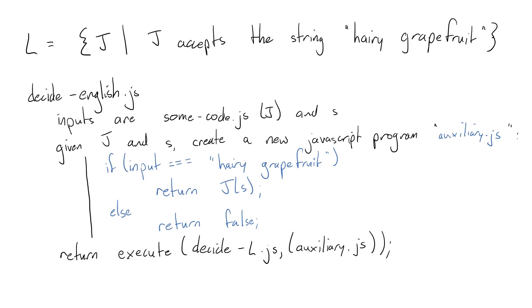So in this auxiliary program, if the input is the string we're looking for, we just return the output of running J on S. Of course, this might not halt, but whatever. If the input isn't the string we're looking for, just return false, reject. Now, run our L decider on this new program. Since L is a decider, it must terminate, and we're assuming that decide-L.js does exist, and that it works. It tells us whether the input program accepts Hairy Grapefruit. The input program accepts Hairy Grapefruit if and only if J accepts S. So this whole program works perfectly to decide whether J accepts S, which is the objective. That's how decide-English.js is supposed to work.